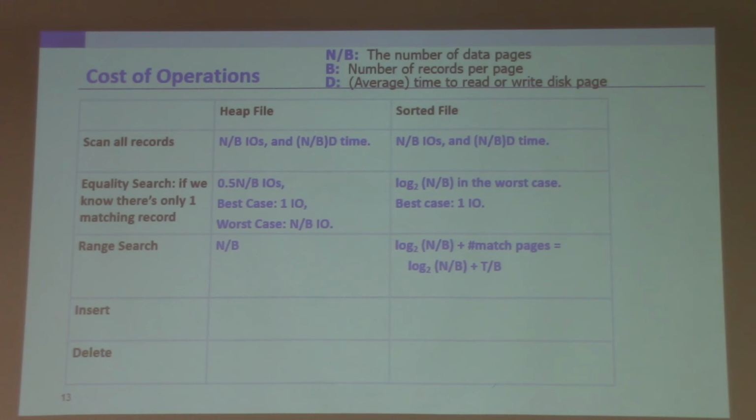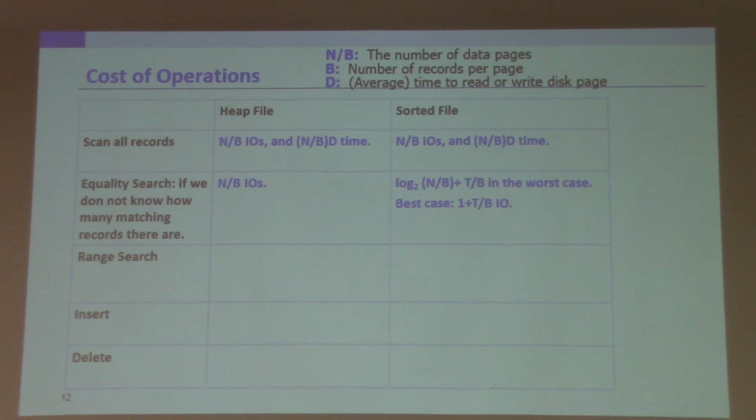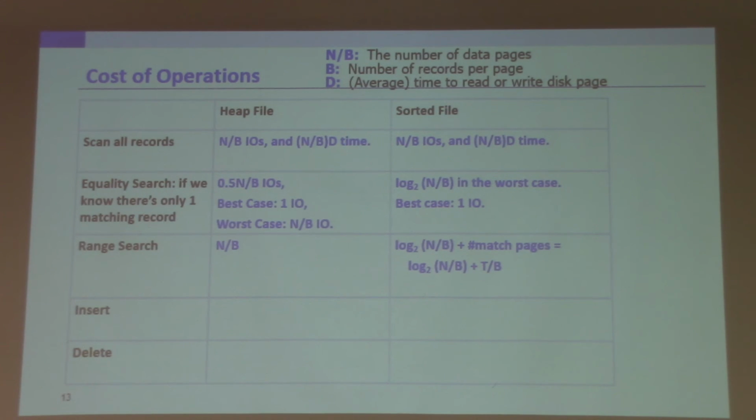I'm just showing the cost if you know the matching records, or if you don't know, or if you assume just one matching record for the equality search. For range search, that's essentially what happens.